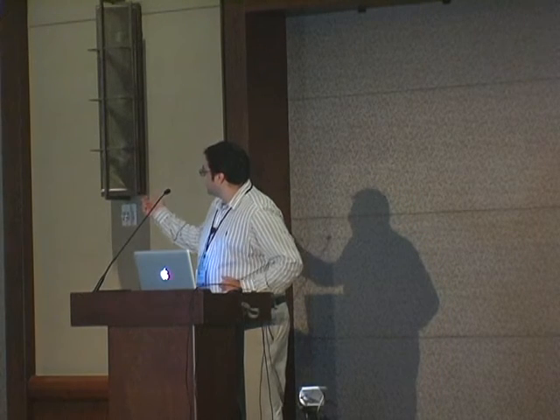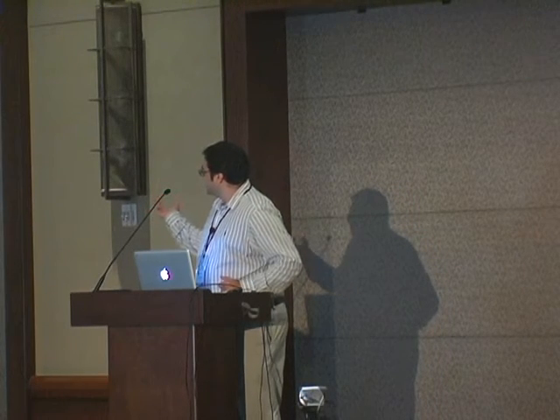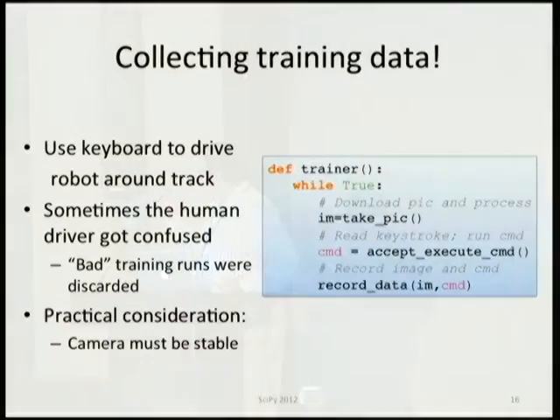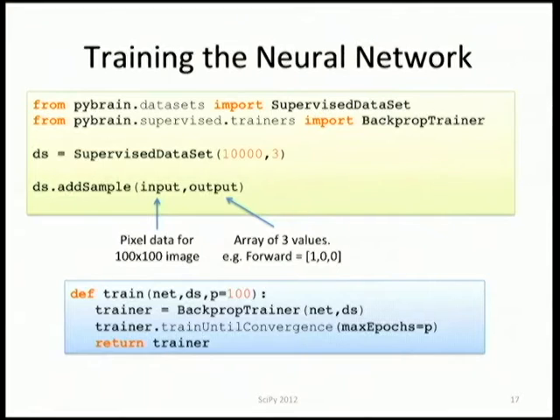And the way the thing works, again, the code is pretty self-explanatory. It's a three-step process. You grab an image, then you accept a command from the user, which is basically the action that they want to take, and you then record the action as well as the image at that point in time. Once you have this data, you have to train your neural network, and again, it's ridiculously simple.